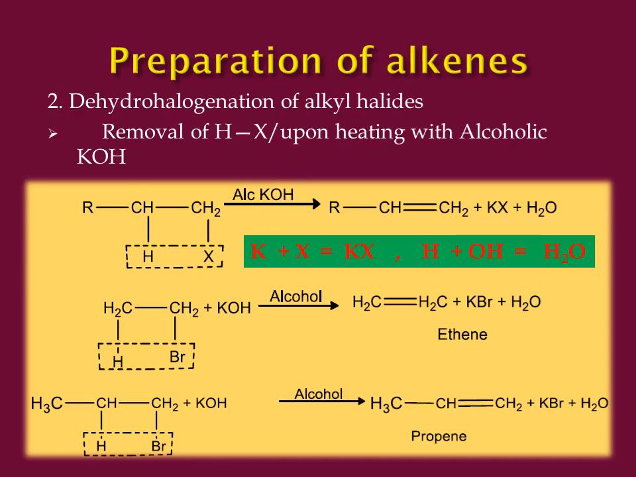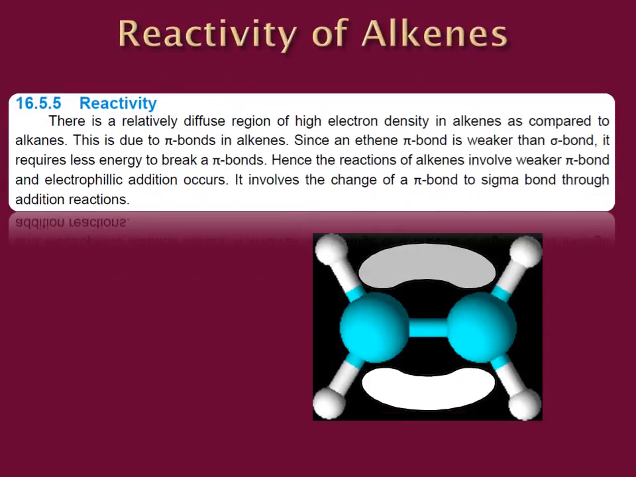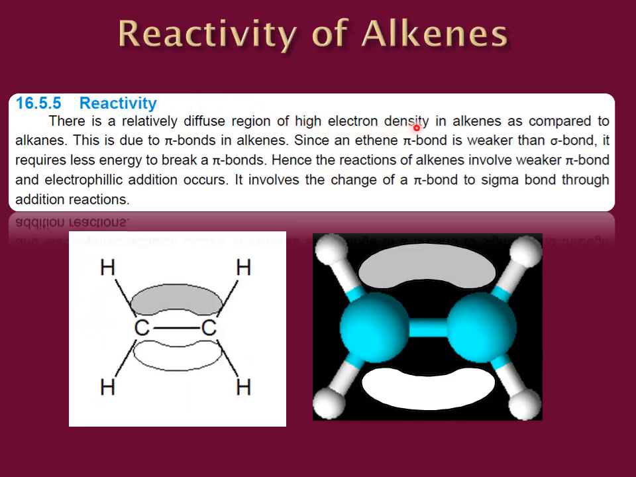Students, before going into the reactions of alkenes, let us study the reactivity of alkenes. There is a relatively diffused region of high electron density in alkenes as compared to alkanes. This is due to the presence of the pi bond, since in ethene the pi bond is weaker than the sigma bond. Why? Because the sigma bond is under the influence of the nucleus. The nucleus has a tighter hold on the sigma electrons as compared to pi electrons. Therefore, it requires less energy to break. Hence, the reaction of alkenes involves the weaker pi bond and electrophilic addition occurs.